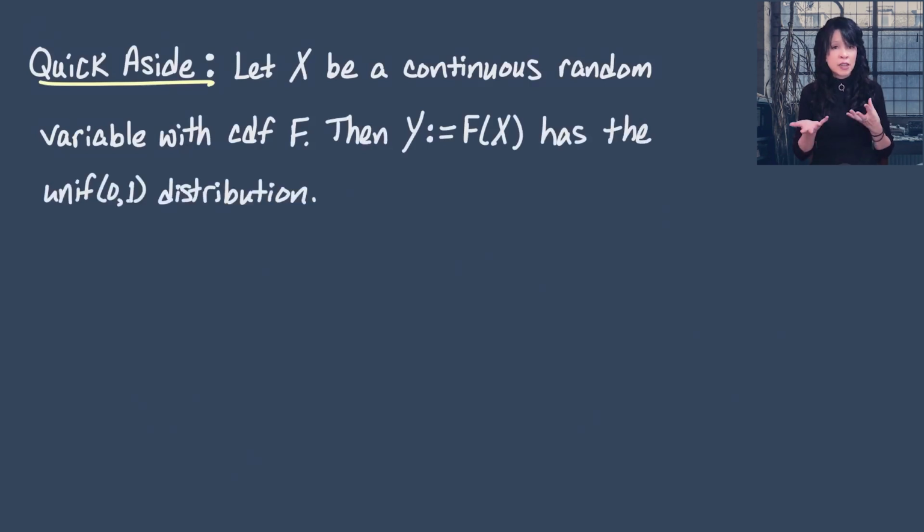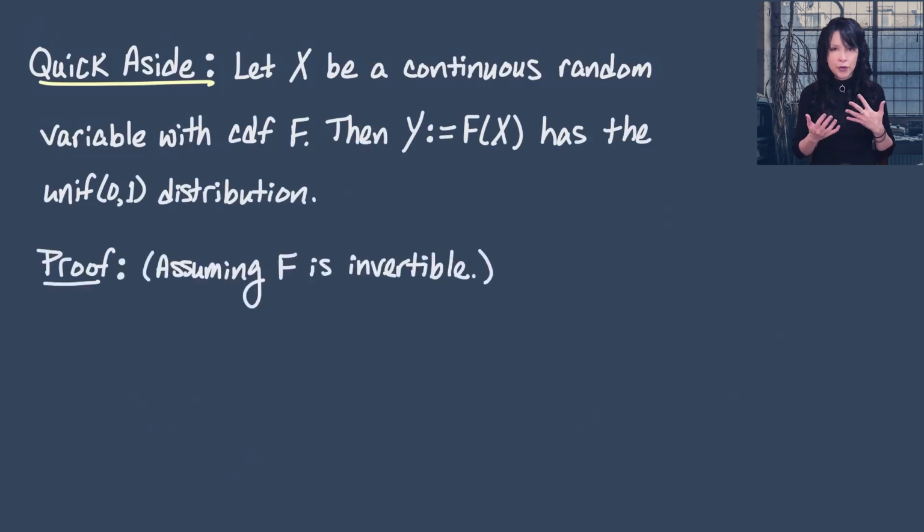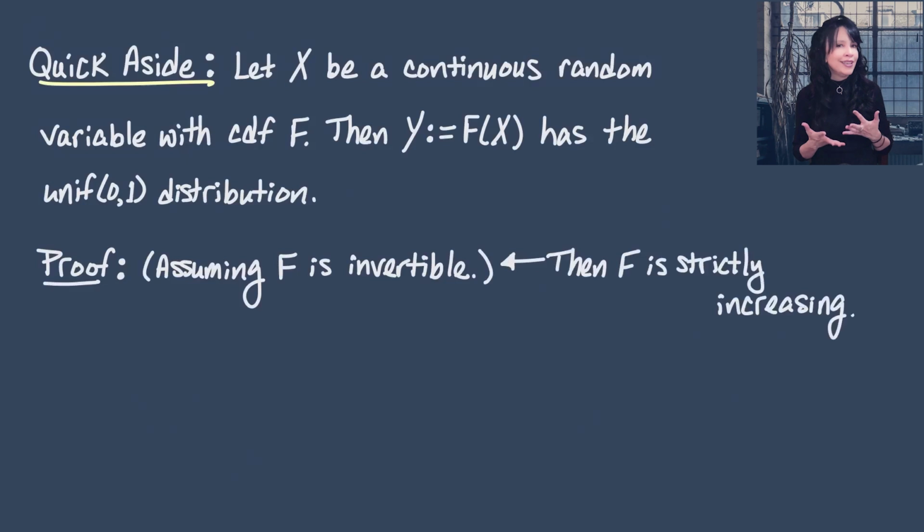So let's prove this. It's going to be pretty quick, especially if I assume that F is invertible. This is not a requirement here, but this is just an aside for today, so I don't want to go too off track. We will, in fact, end up proving this for non-invertible functions later in the course. So let's assume that capital F is invertible. If it's invertible, then it's strictly increasing because any CDF is non-decreasing. It's accumulating probability, and then maybe for a while it's not accumulating anything, but it will start accumulating again. So it's never going down, but it could flatten out. But if I assume it's invertible, it's not flattening out and therefore is strictly increasing.